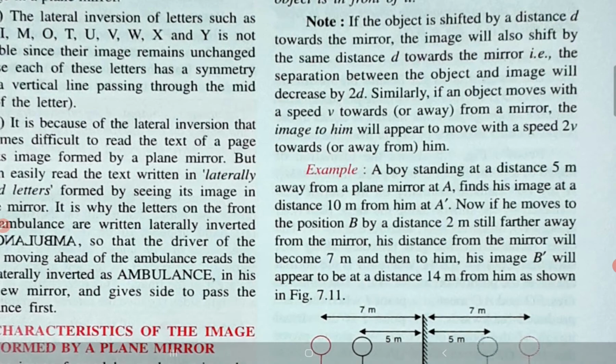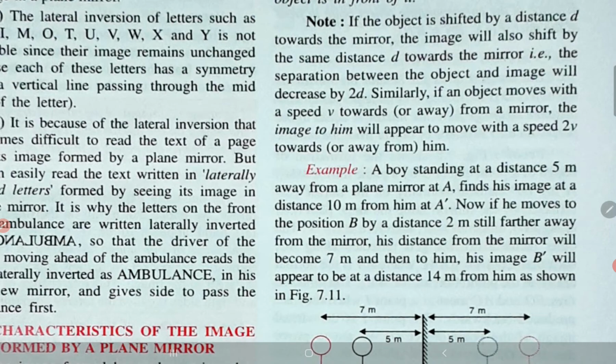Similarly, if the object moves with the speed v towards or away from the mirror, the image to him will appear to move with the speed of 2v towards or away from the object, right. So because one speed is for the person himself or herself and the other speed is for the image, therefore we are having 2 here.